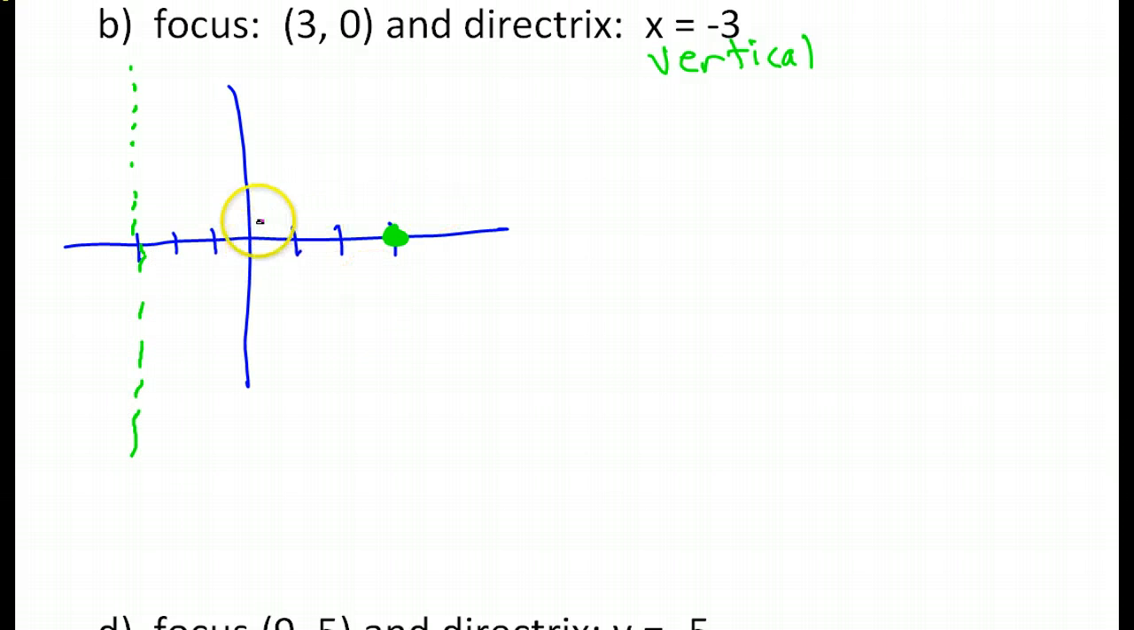Okay, now the parabola wraps itself around the focus. So the parabola is going to be in this area right here, going like this. But I need to know where the vertex is. Now, the vertex should be right in the middle between the focus and the directrix. So I know the vertex is going to be right here, halfway, at 0, 0.